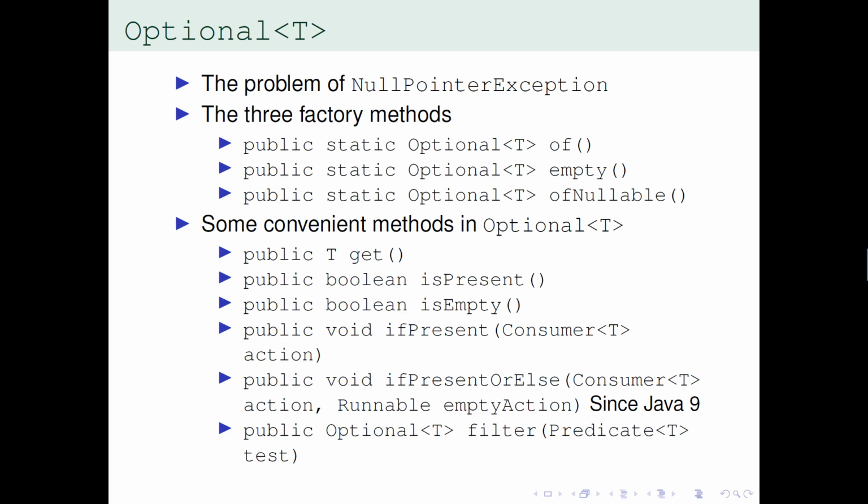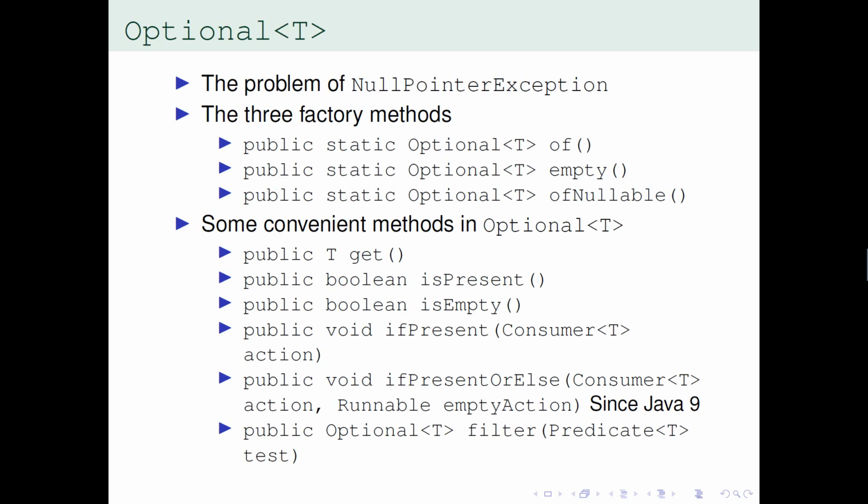Here, if present or else. Okay, so we have the method called filter. A predicate, what is a predicate? Input is some value, return type is boolean. Predicate means some input, but it would return a boolean. So you can apply a filter on an optional to again return an optional. So you're enhancing the optional.